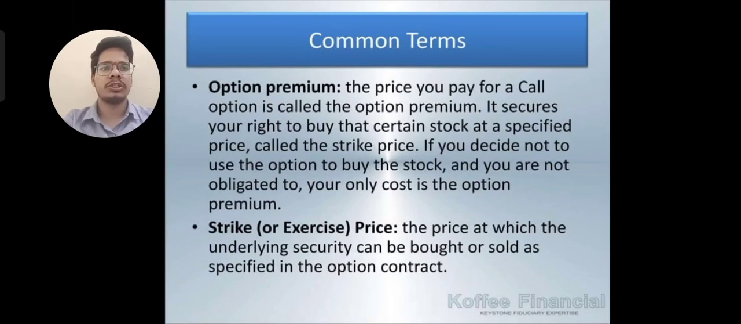The price you pay for the call option is called the option premium. It secures the right to buy certain stocks at a specific price called the strike price. The strike price is the price at which the underlying security can be bought or sold as specified in the option contract.